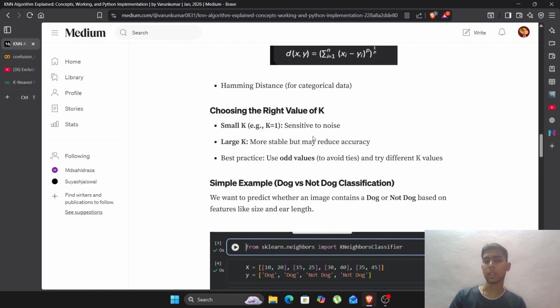Choosing the right value of k. Small k, for example k equal to 1, is sensitive to noise; large k is more stable but may reduce accuracy. Best practice: use odd values to avoid ties and try different k values.